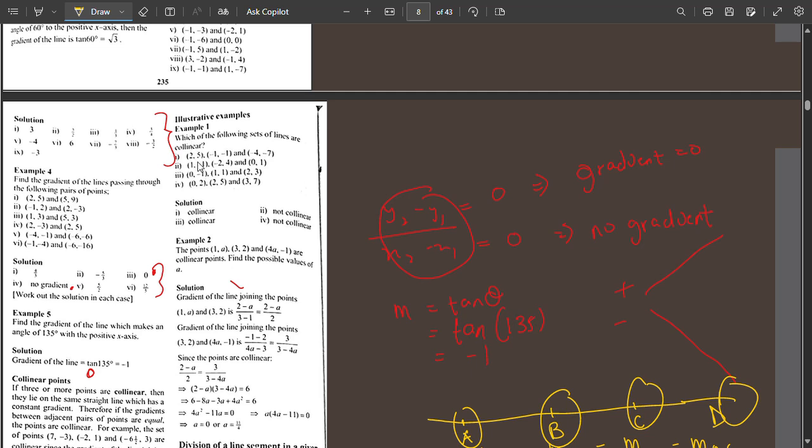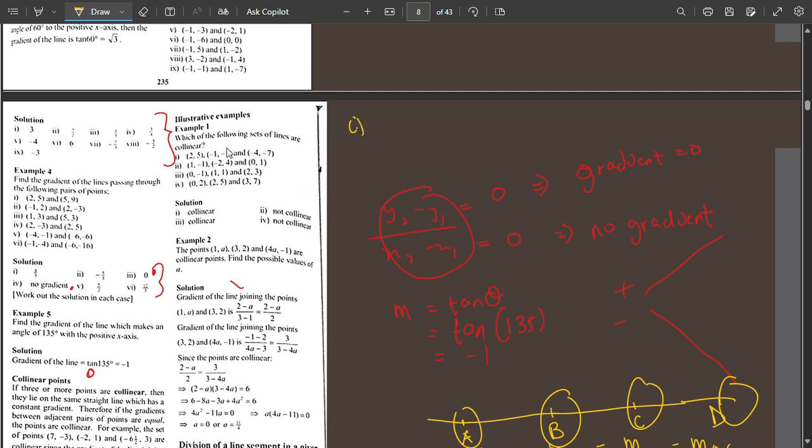It means take each pair, find the gradient. Take another pair, find the gradient. Take another pair, find the gradient. And in the end, you realize that for some of them, all the gradients will be the same, and for some of them, the gradient will be different. So for instance, in I, when you take this and this, the gradient is the same.